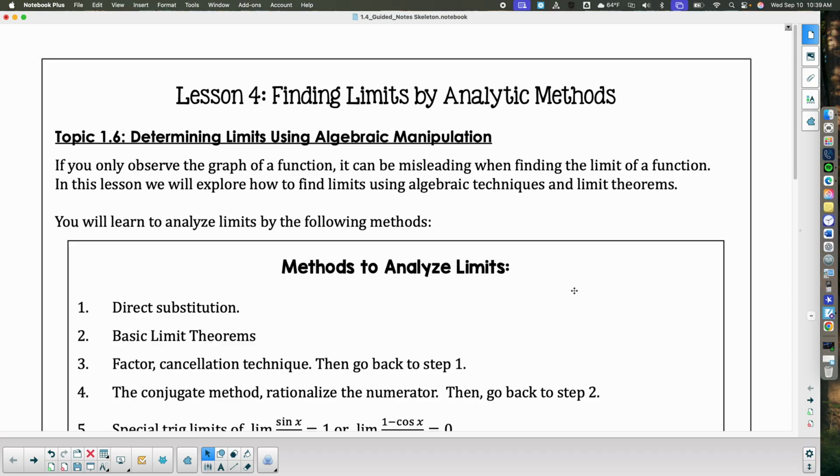1.4 is probably what you remember the most from last year for limits. It's trying to do limits from equations.